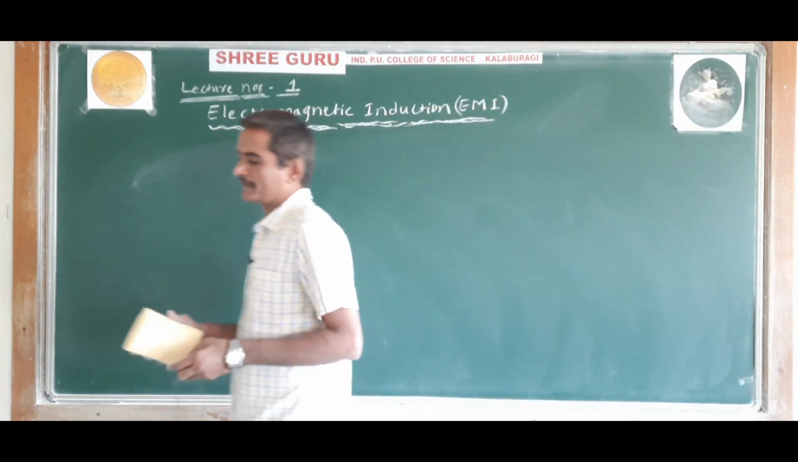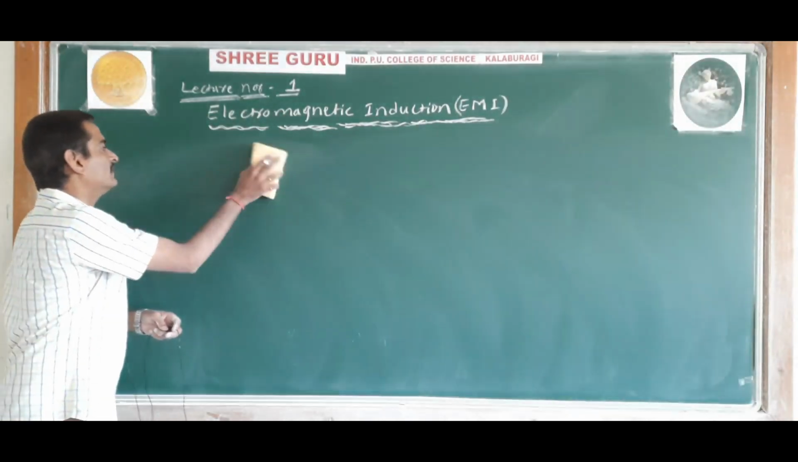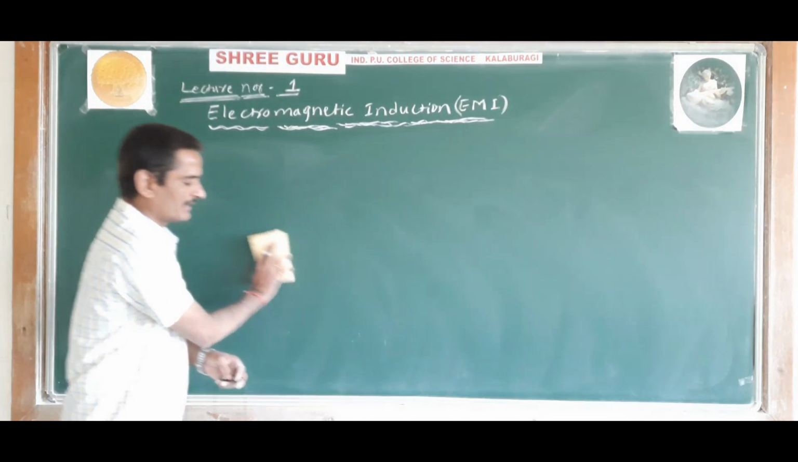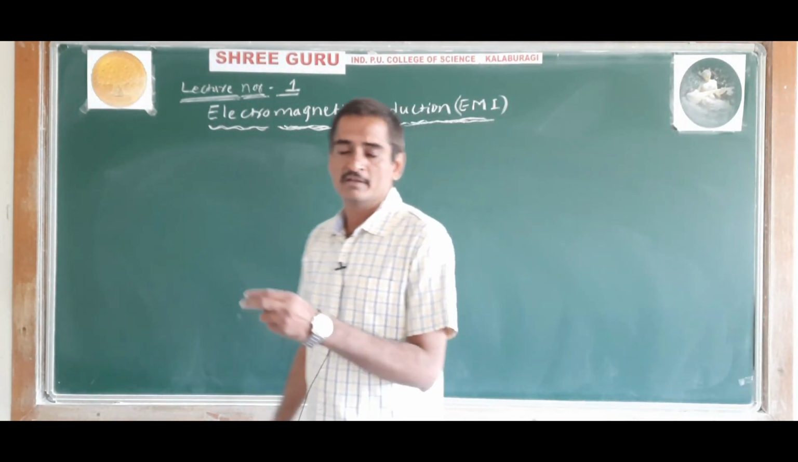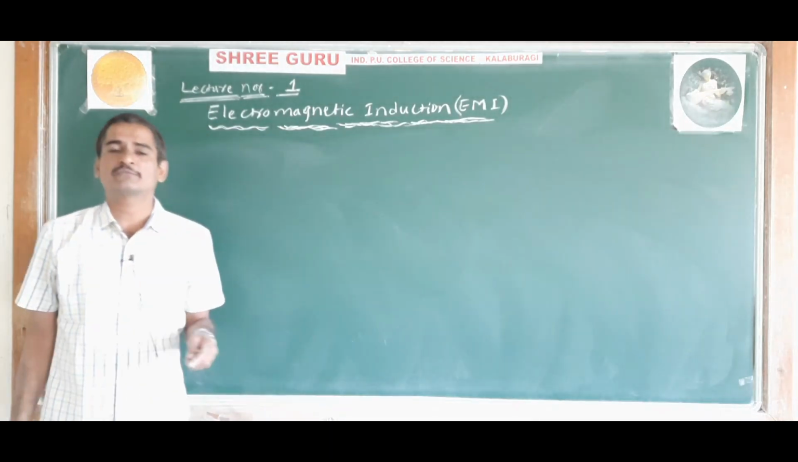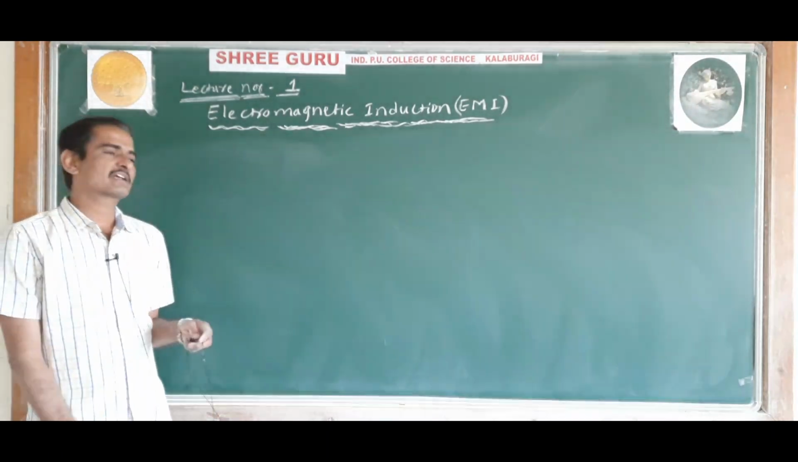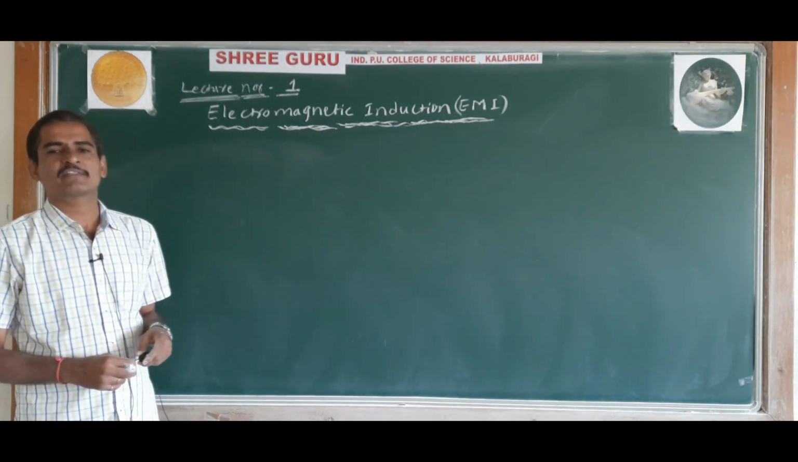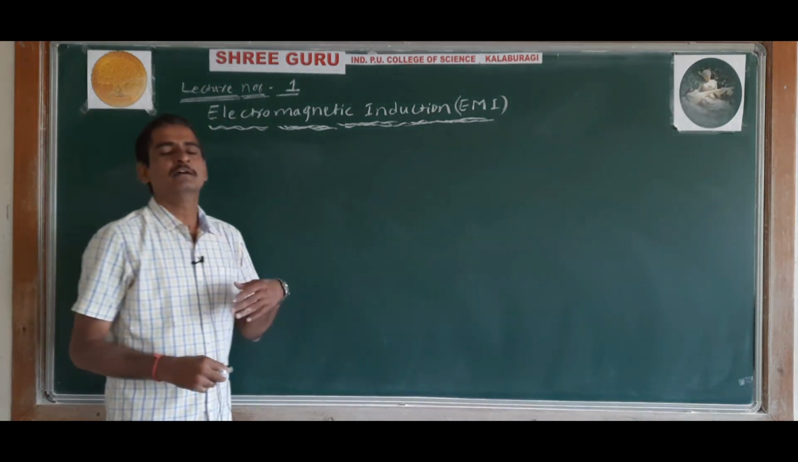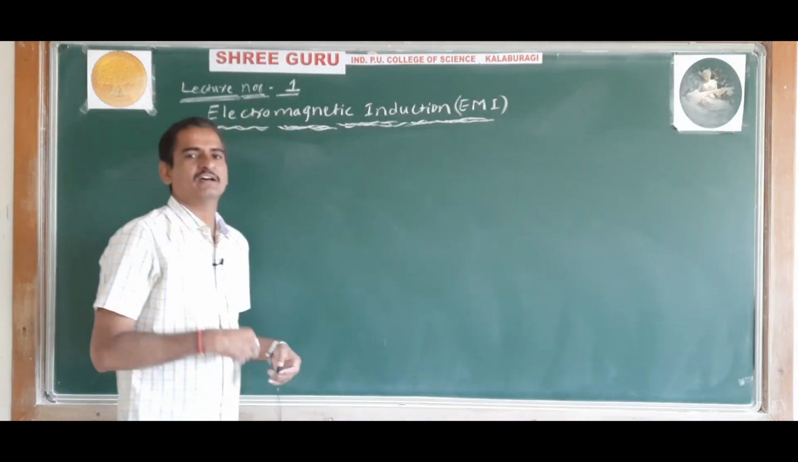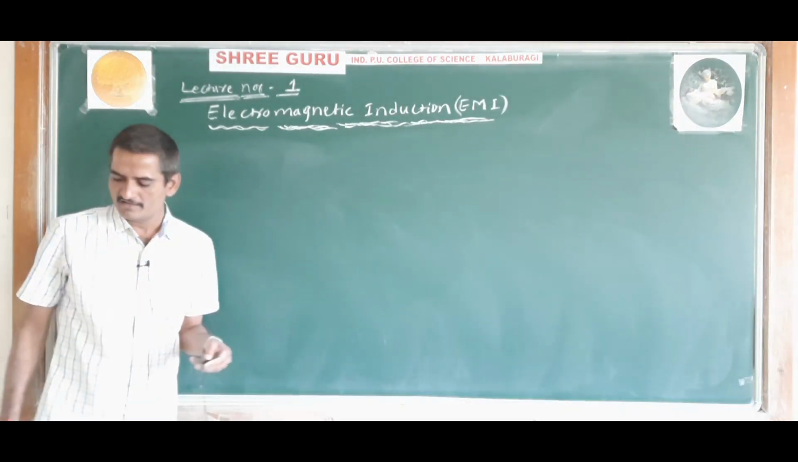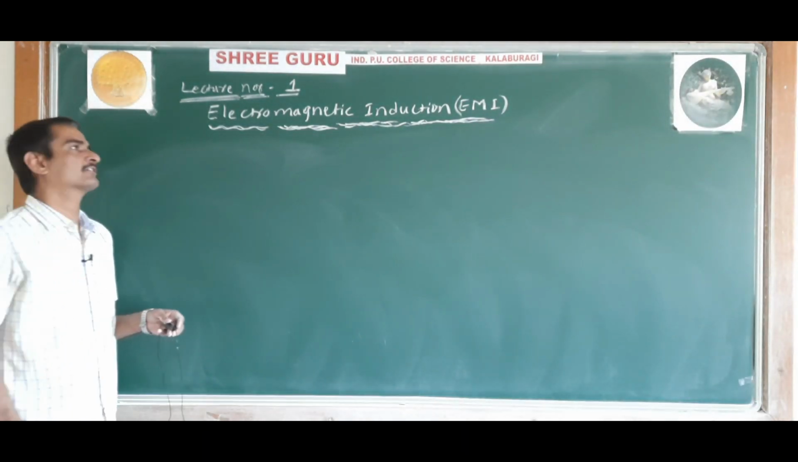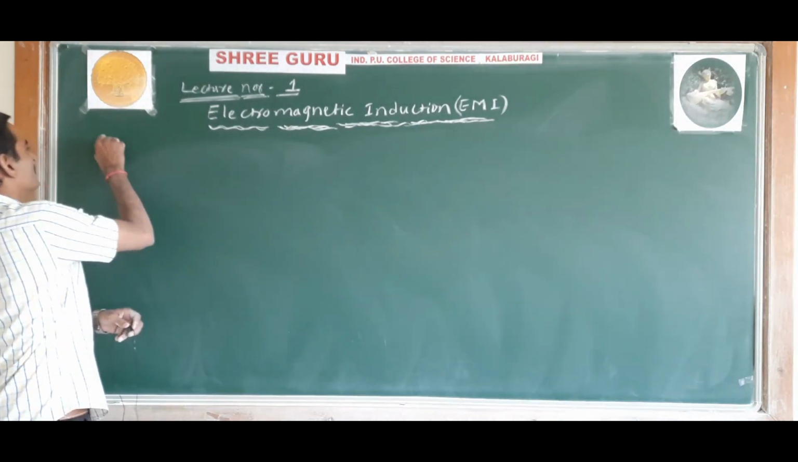It is called electromagnetic induction, and this was discovered by Joseph Henry and Michael Faraday. Independently they did the experiment and discovered that a magnetic field can produce an electric current. So let us study the experiment to demonstrate electromagnetic induction.